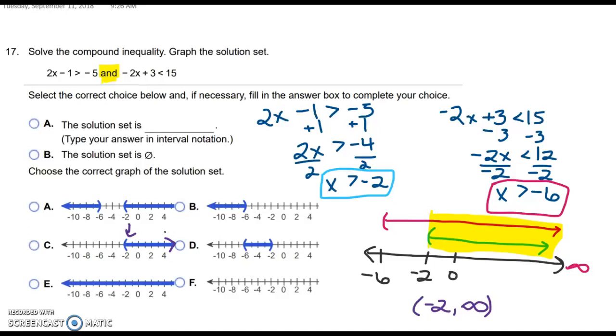But hopefully that helps with your number lines. Greater than always goes to the right, less than goes to the left. Parentheses if there's no line underneath, bracket if there is. And for the and compound inequalities, you're looking for where they're both true.